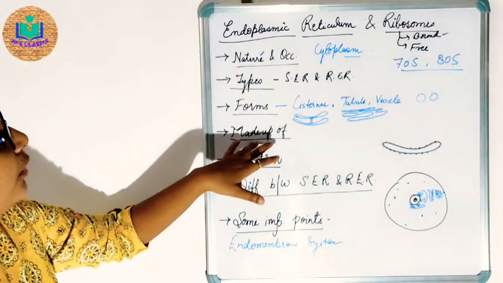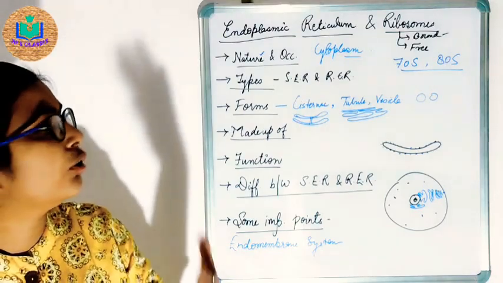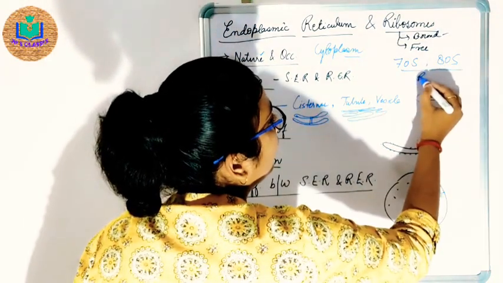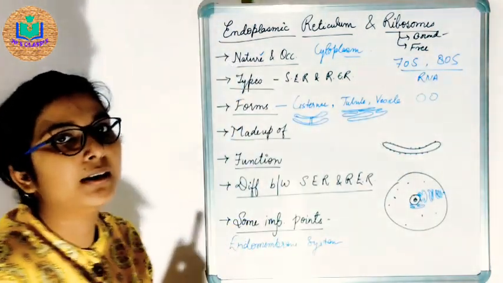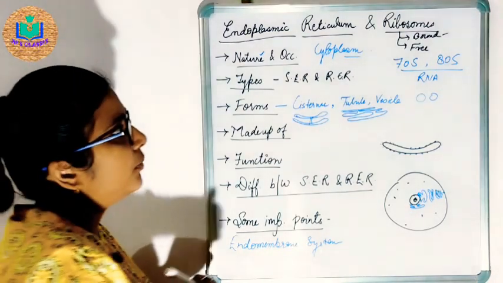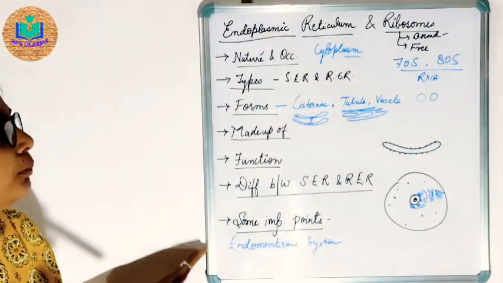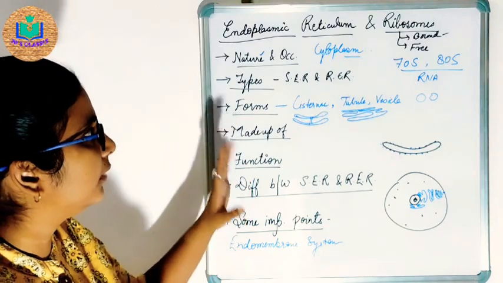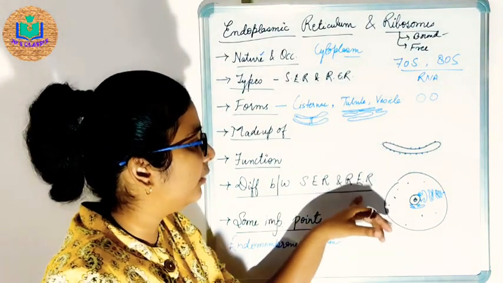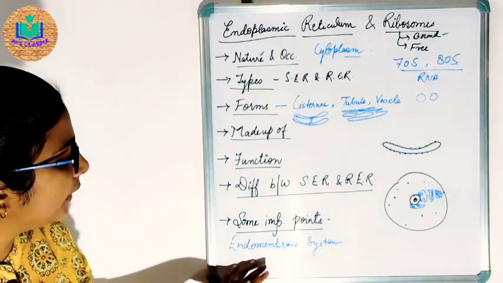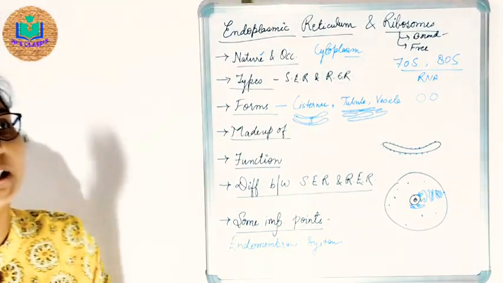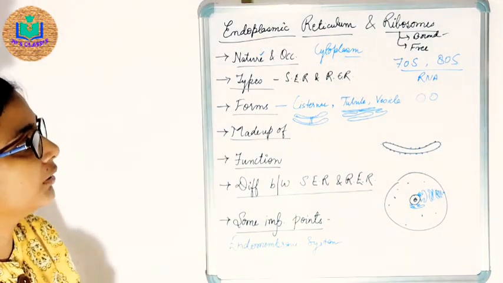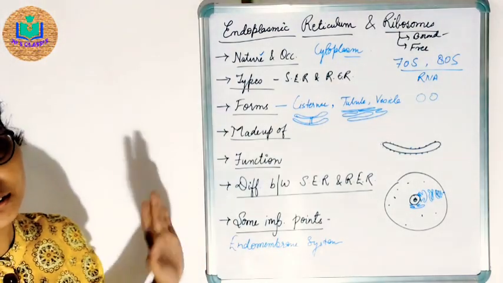Only know that endoplasmic reticulum is made up of the extension of the nuclear membrane, and the ribosomes are made up of RNA, ribonucleic acid, which are present on the endoplasmic reticulum and freely in the cytoplasm. Okay, and function will be discussed in detail. Difference between smooth endoplasmic reticulum and rough endoplasmic reticulum, and some important points like the endomembrane system, detoxification, and formation of some enzymes, proteins, lipids will be discussed in the functions. Okay, it is clear? Okay.